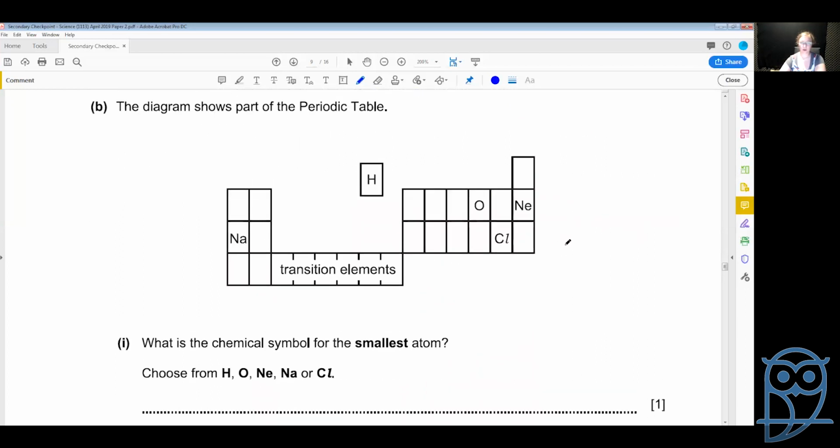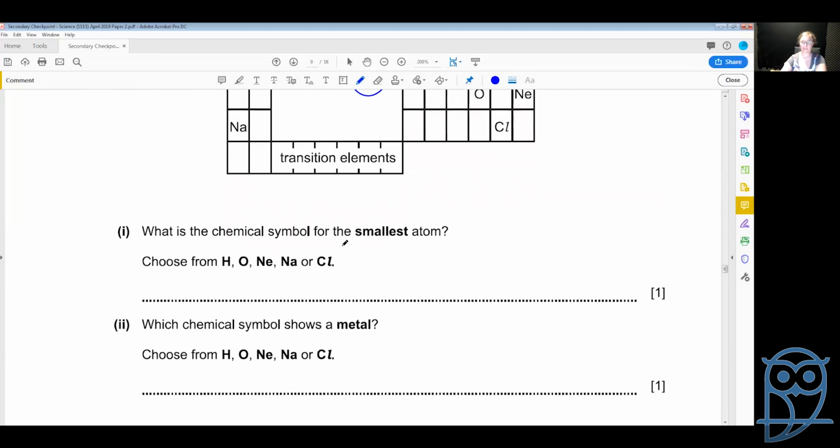So the diagram shows parts of the periodic table. What is the chemical symbol for the smallest atom? So this is not testing your knowledge about what all of these symbols are. It's testing your knowledge about how you know the table looks like. So it goes from the smallest number, and then the numbers increase, going upwards like this, continuing down the table, getting larger and larger and larger, the atomic numbers. So the smallest atom would be hydrogen over there.